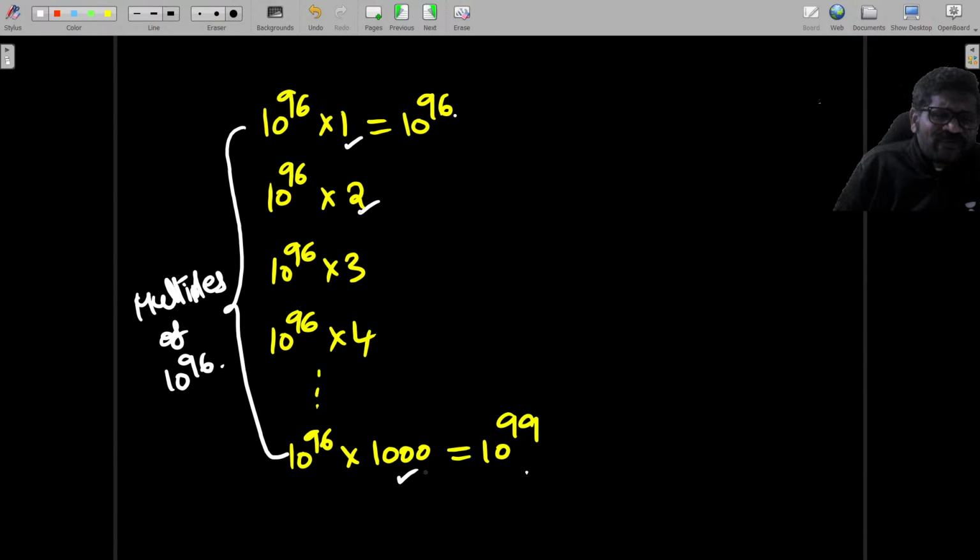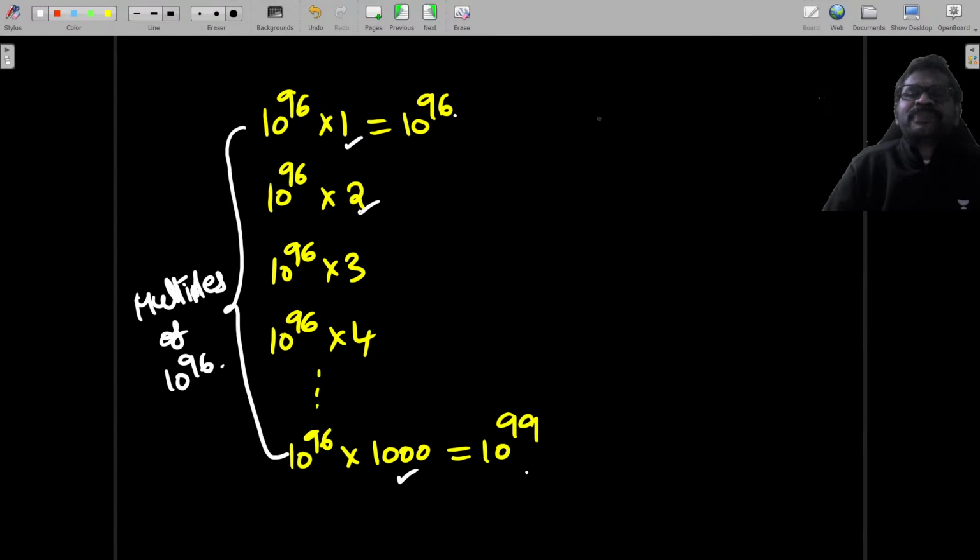Sir, after 10 power 99 also you have multiples of 10 power 96. Yes, we have, but we are not interested, because in these 1000 multiples, we have to identify how many multiples are divisors of 10 power 99. Those are the favorable cases, right?